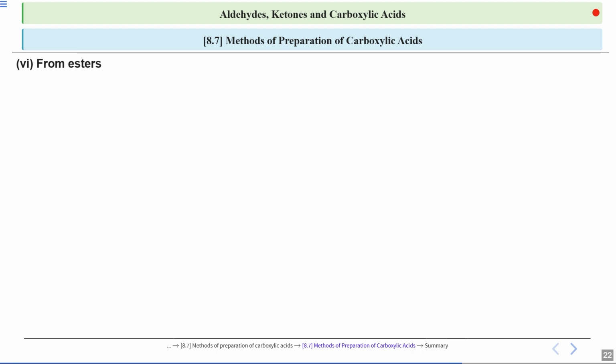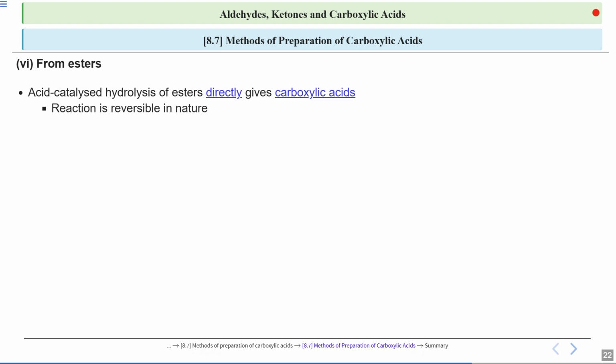Now, the sixth and last one we are going to see is from esters. So, acid catalyzed hydrolysis of esters. This reaction directly gives the carboxylic acid. One important thing to note here is that the reaction is reversible, meaning it can go both ways under different conditions. This means that under certain conditions, the reaction can proceed in the opposite direction, converting carboxylic acid back into esters.